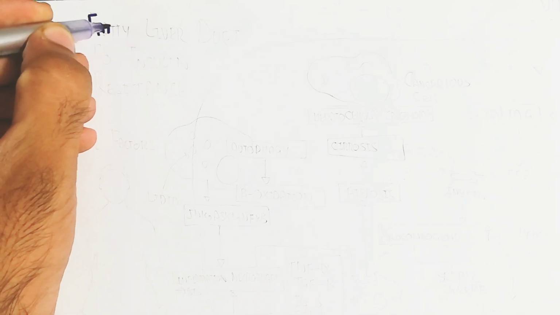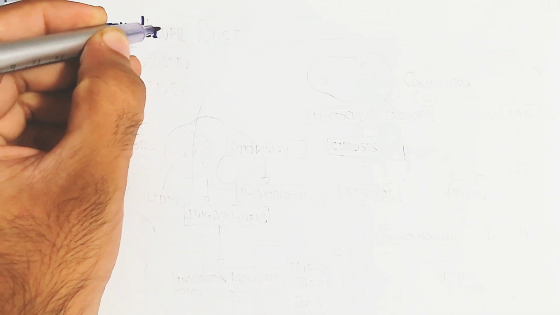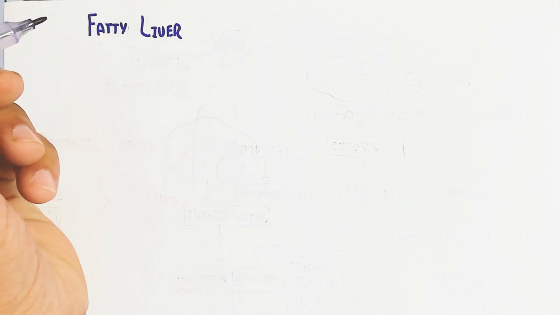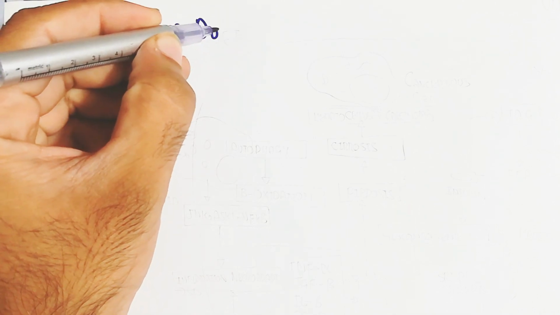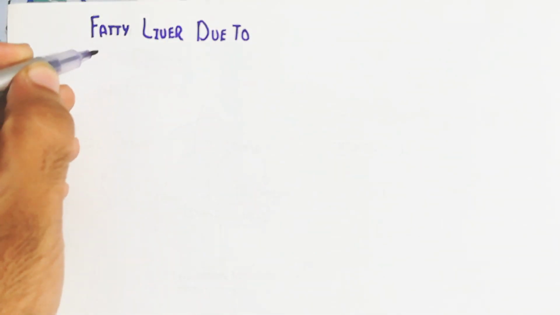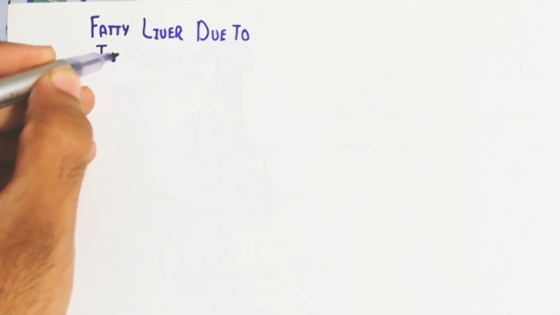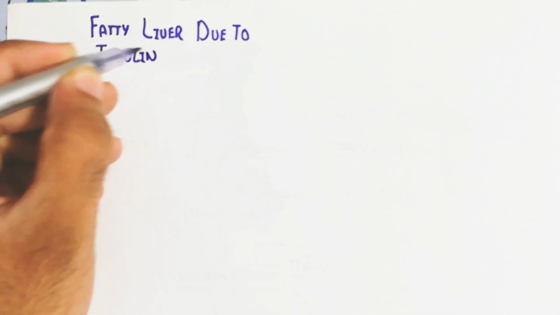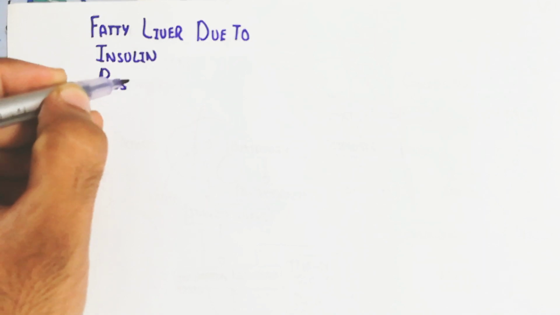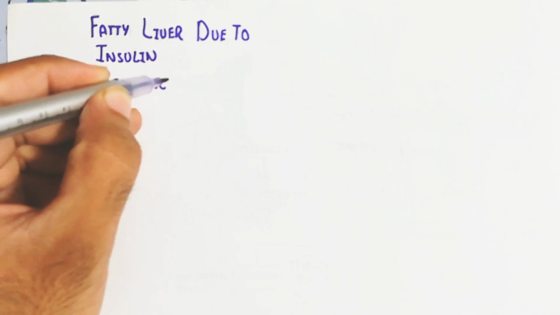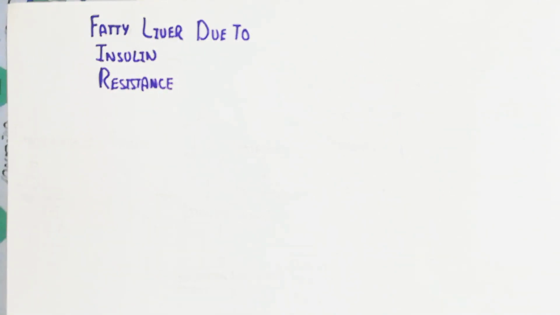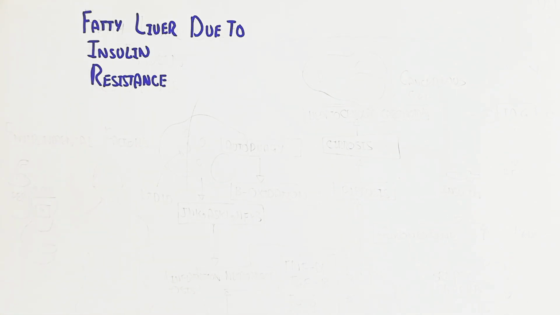Hello, in this video we will discuss fatty liver due to insulin resistance, which is also known as type 2 diabetes mellitus. We will discuss non-alcoholic fatty liver. Basically, environmental factors like a high-fat diet as well as sugar will stimulate insulin resistance, leading to fatty liver.